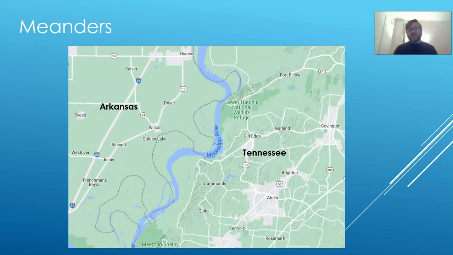Over time, it will start to develop new meanders. And so the river might cut into one or the other of those states and leave part of it stranded on the opposite side of the river by a new meander. And in this case, Arkansas and Tennessee were able to work this out because they're friendly states. They're parts of the same overall country. This gets even more complicated when that river is an international border.